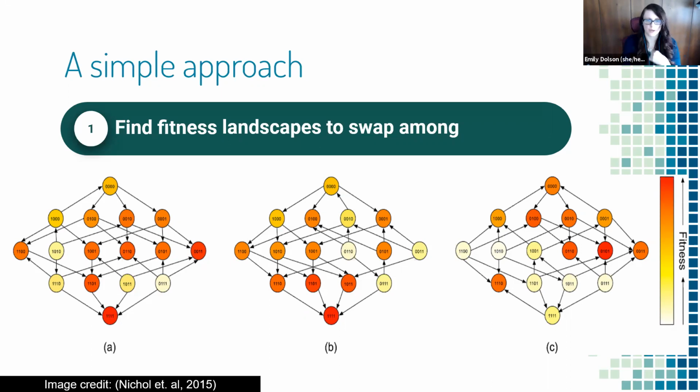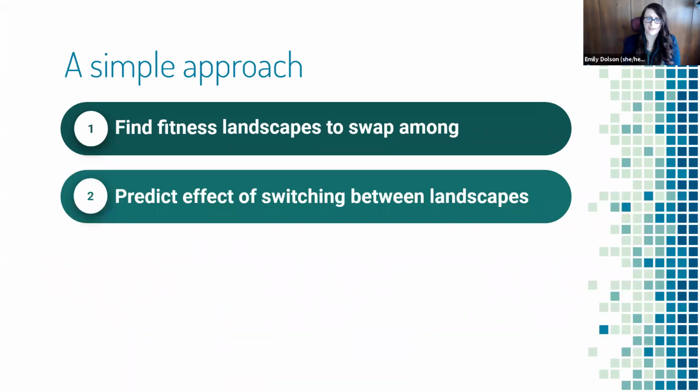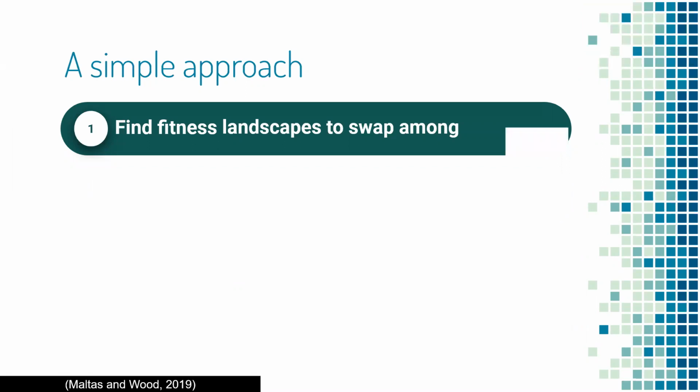Okay, so that's the first step. We could find these fitness landscapes. And then once we've done that, we need to be able to know what is the effect of switching between them. And so this will be a combination probably of a lot of wet lab experiments and also more theoretical computational work. And when I talk about the effect of switching between landscapes, it's important to realize that this is an effect for each pair of landscapes or sequence of landscapes.